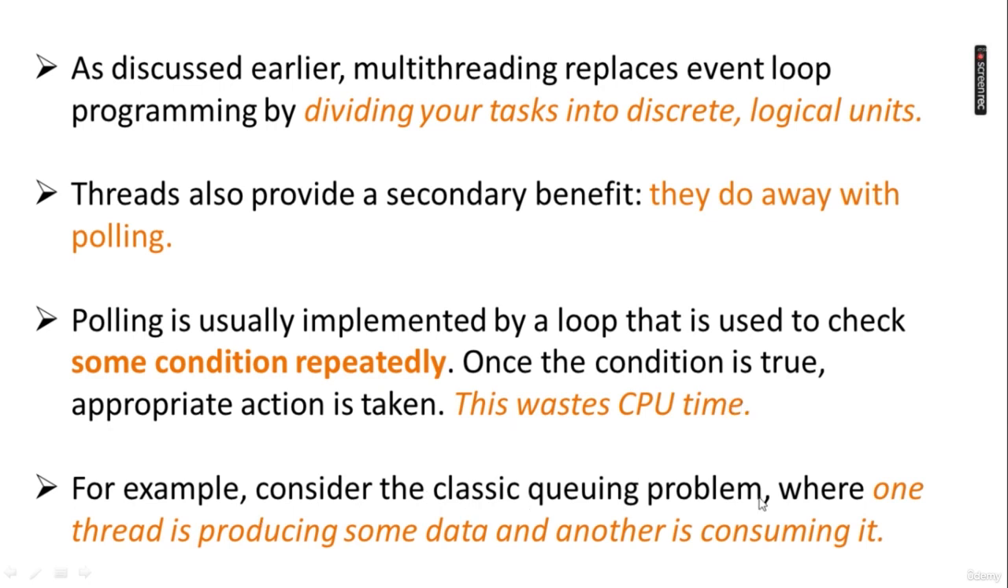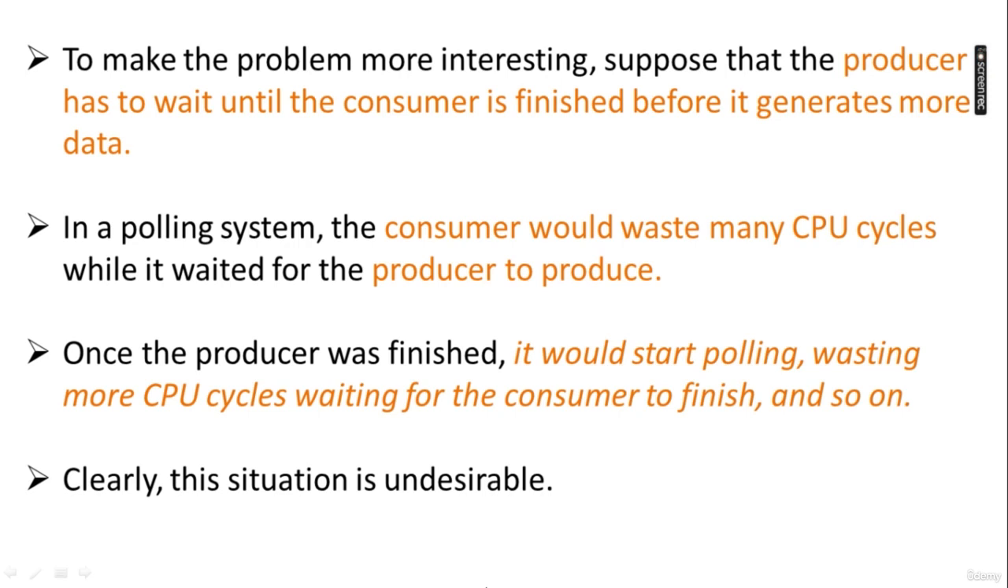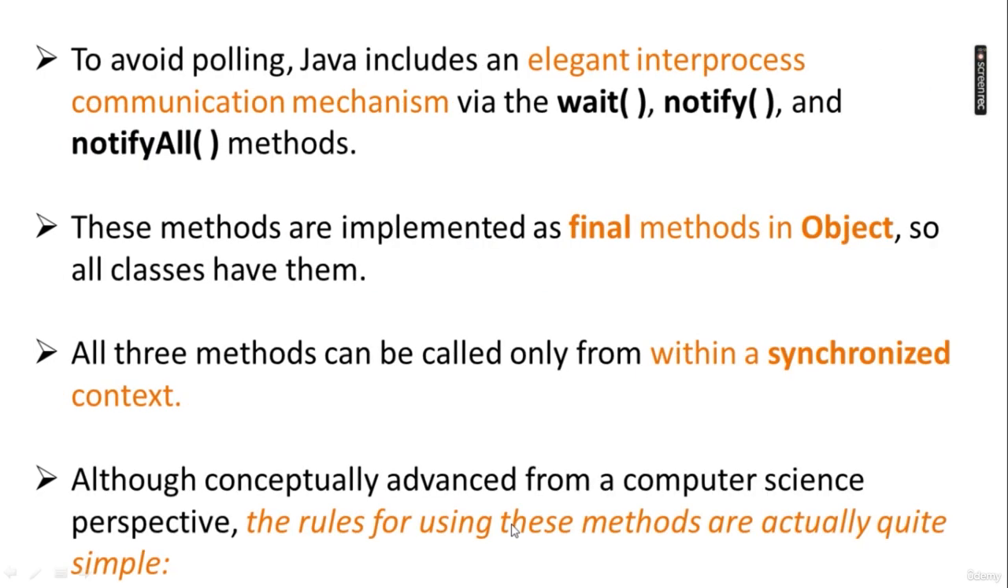For example, consider the classic queuing problem where one thread is producing some data and the other is consuming it. Suppose the producer has to wait until the consumer is finished before it generates more data. In a polling system, the consumer would waste many CPU cycles while it waited for the producer to produce. Once the producer was finished, it would start polling, wasting more CPU cycles waiting for the consumer to finish, and so on. Clearly, this situation is undesirable.